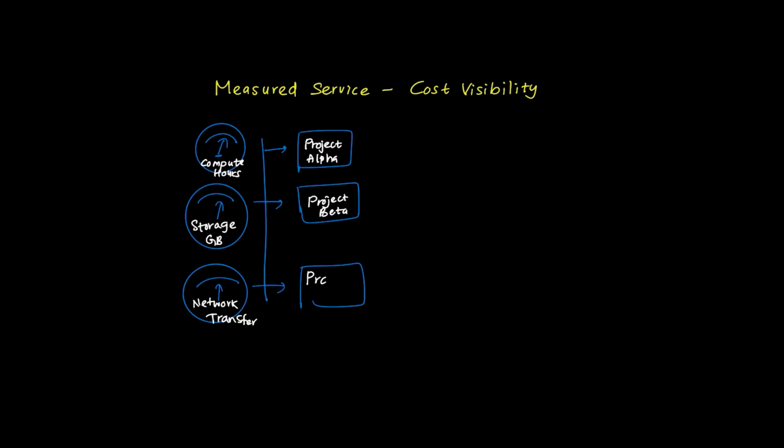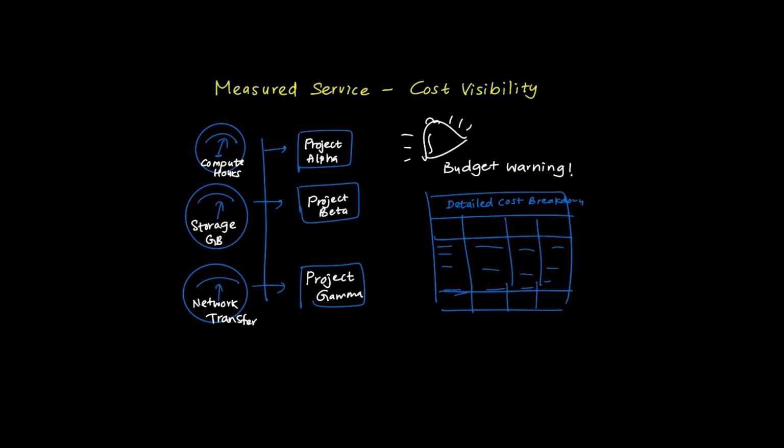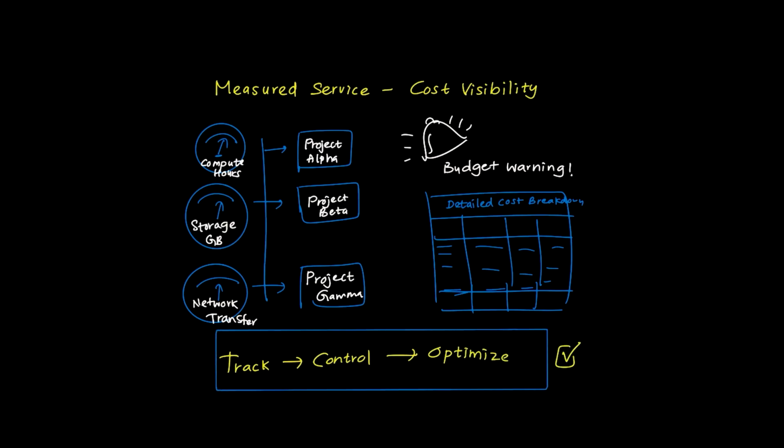This granular tracking enables organizations to set budget alerts that trigger before overspending occurs, generate detailed cost reports for chargeback to departments, and identify waste like forgotten test environments still running. It's like having an itemized phone bill that shows every call, text, and data usage, rather than just a total. This visibility enables true cost optimization and budget control. Rapid elasticity handles scaling. Resource pooling optimizes sharing, and self-service enables provisioning, but measured service specifically provides the financial visibility and control mechanisms organizations need.